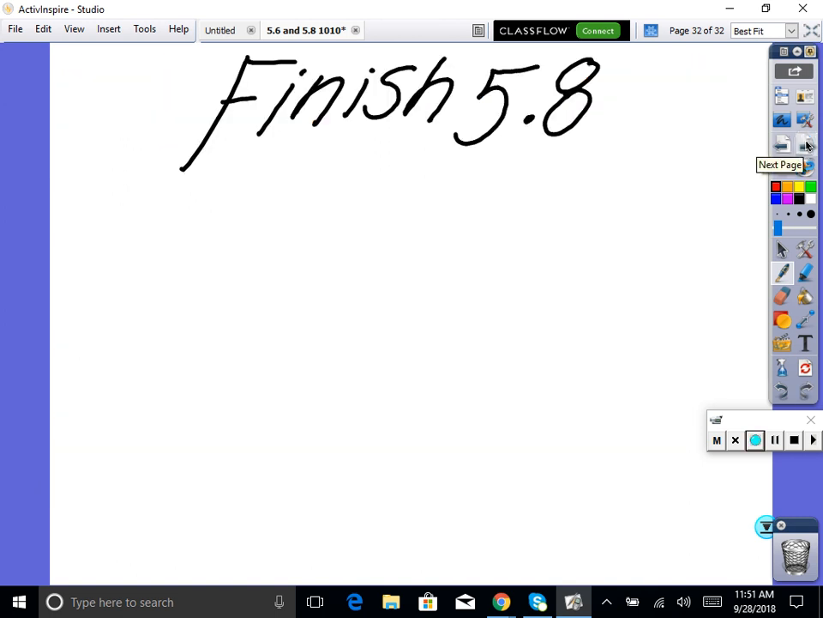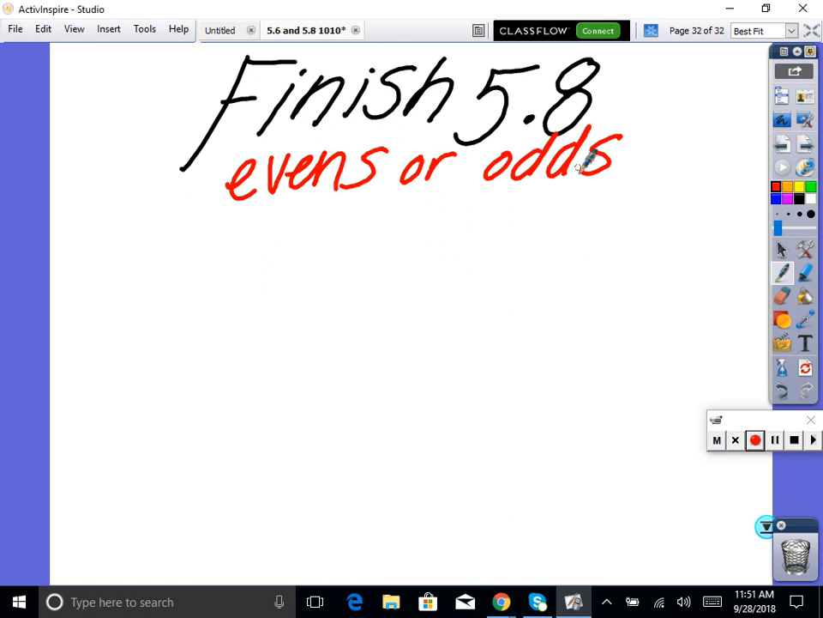Sweet! That is the end. So finish 5.8. I'm just going to have you do either evens or odds. I'm not saying pick 5 because you need to make sure you hit every different type of problem that we've seen. So if you pick evens or odds, you'll make sure you hit every single type of problem.